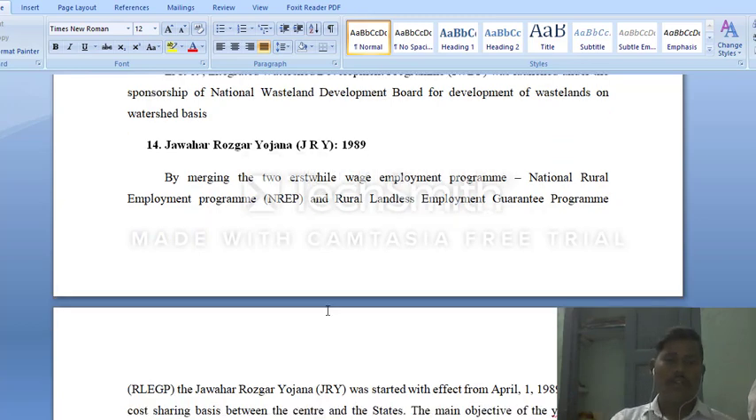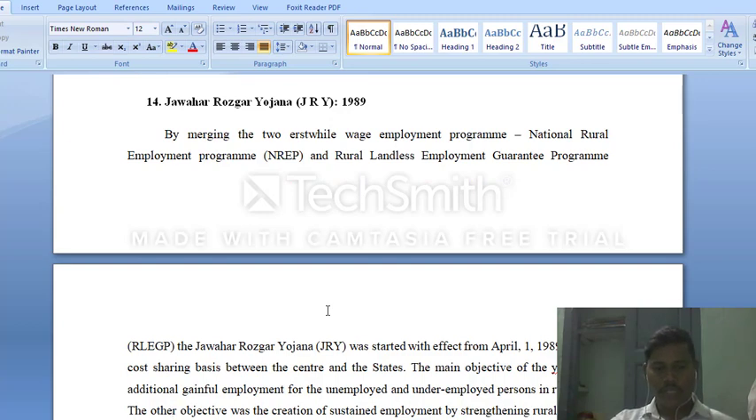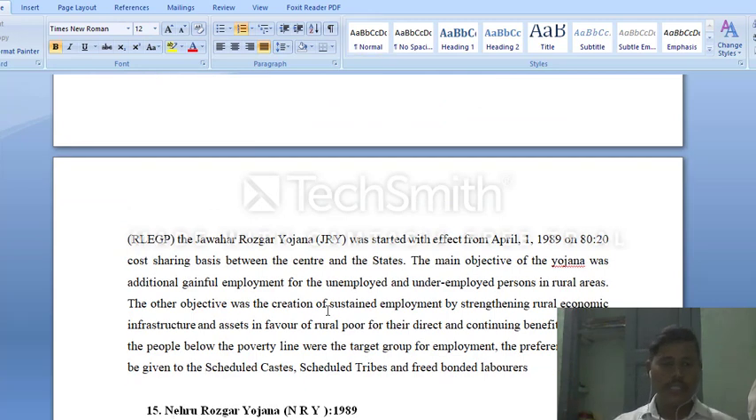In 1989, Jawahar Rozgar Yojana was launched by merging two erstwhile wage employment programs, the National Rural Employment Program and the Rural Landless Employment Program. Jawahar Rozgar Yojana was started on 1st of April 1989, on an 80-20 cost sharing basis between the center and states. The main objective of Jawahar Rozgar Yojana was to provide additional gainful employment for the unemployed and underemployed persons in rural areas. The other objective of this program was creation of sustained employment by strengthening rural economic infrastructure and assets in favor of the Indian rural population.